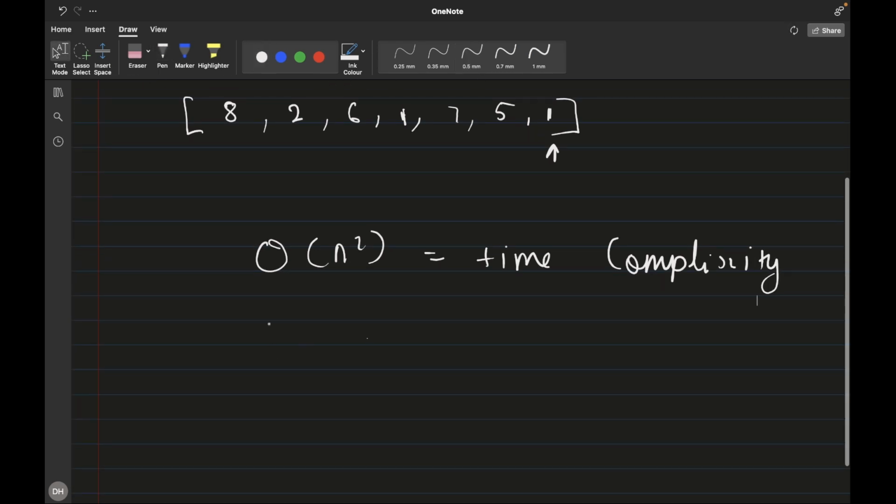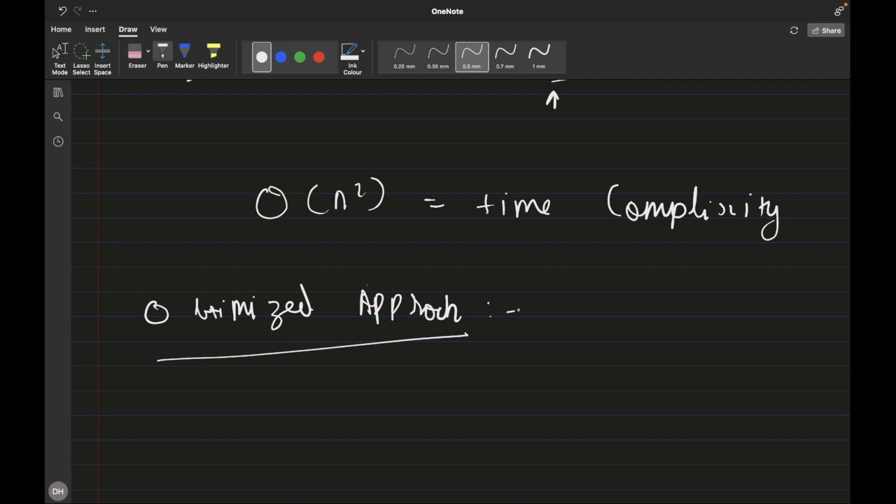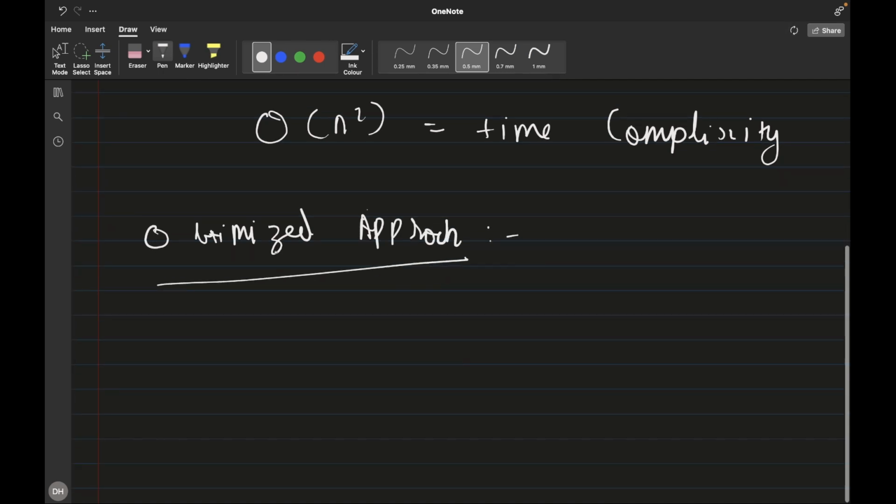does not matter when the input size is small, but when the input size becomes a magnitude of thousands, the time becomes a magnitude of millions. So we should try to optimize this approach. Let's try to do the optimized approach. So we could try to do this in big O of n time complexity.